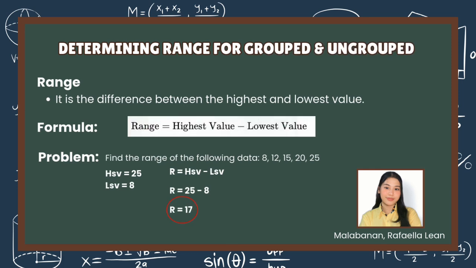Now that we have a background about the common measures of variability, we will discuss the process of computing each of them. Let's start with range. The formula for computing the range is R equals the highest value minus the lowest value in the dataset. Suppose we have the following dataset: 8, 12, 15, 20, and 25. To find the range, we subtract the smallest value, which is 8, from the largest value, which is 25. This gives us 17, so the range of this dataset is 17.